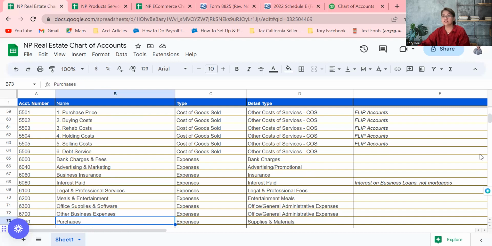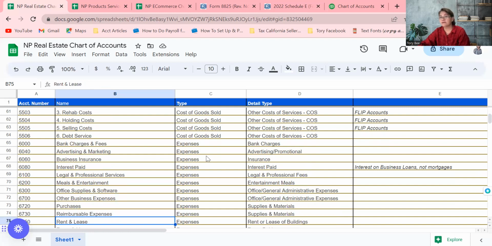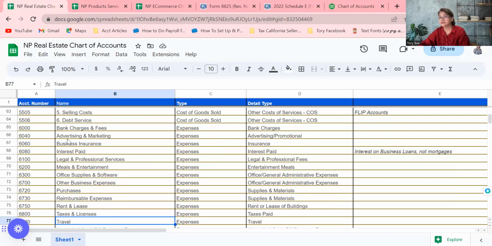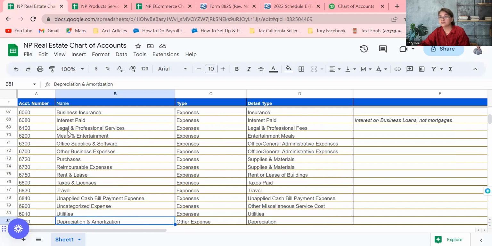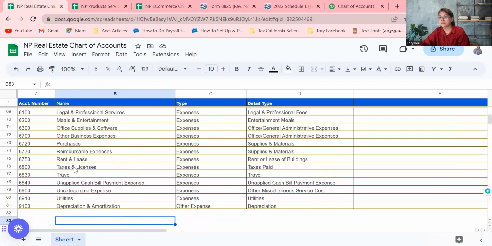So here from 6,000 down below, these are general expenses. These are expenses not related to the core business activity, because even if we have a business, we have expenses that are not related to our business. So that is how we have that chart of accounts.